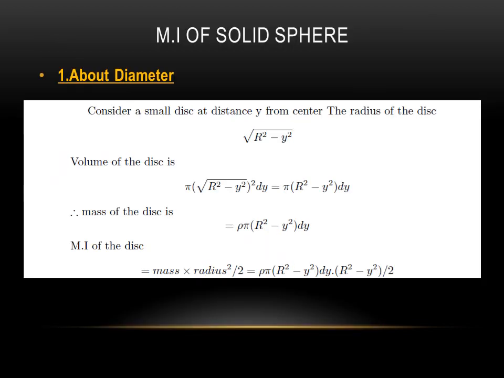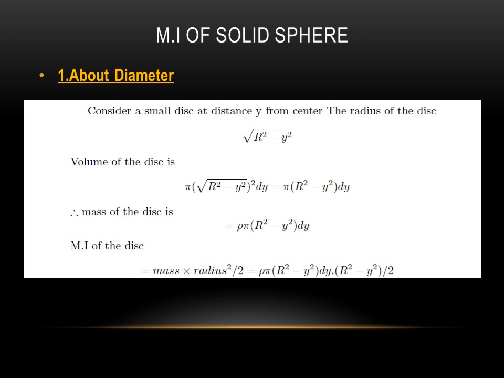Next is the moment of inertia of a solid sphere. Consider a solid sphere of mass M and radius R. Then the mass per unit volume is given by M divided by 4/3 πR³, since the volume of the sphere is 4/3 πR³. If M is the total mass, the mass per unit volume is M by 4/3 πR³. First we will calculate the moment of inertia about the diameter.